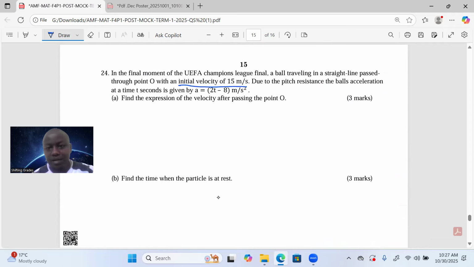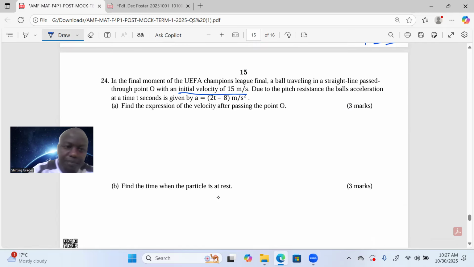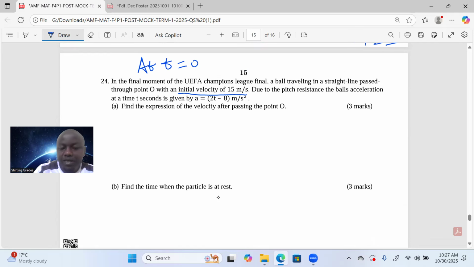I want that one underlined. So that means that one alone at time equals 0. When we talk about initial velocity, we mean when time was 0, then V was already known to be 15 meters per second.